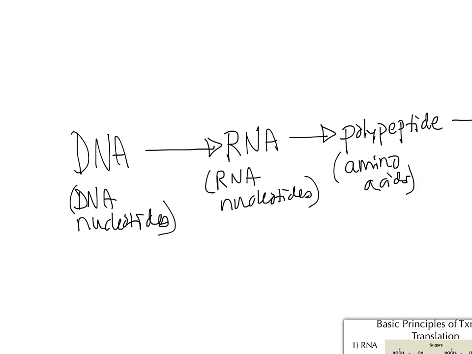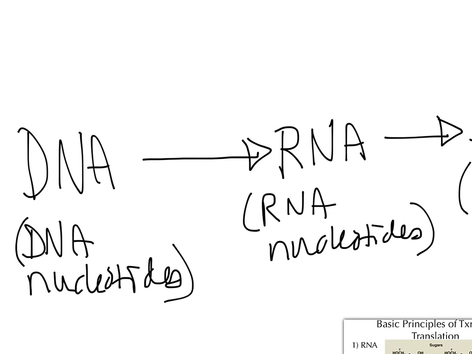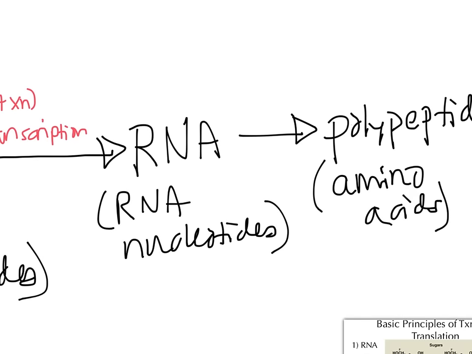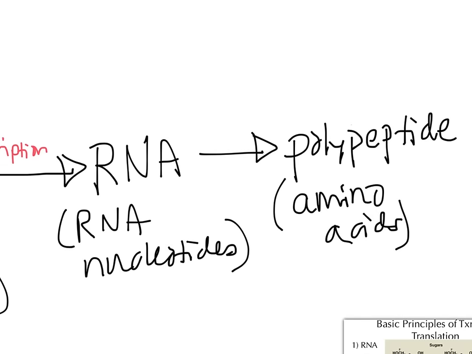To get between these different molecules, there are different types of processes that occur. So the DNA to RNA, that process is called transcription. I abbreviate that TXN. The process between RNA and the polypeptide is called translation. Sometimes you'll see that TRSL.